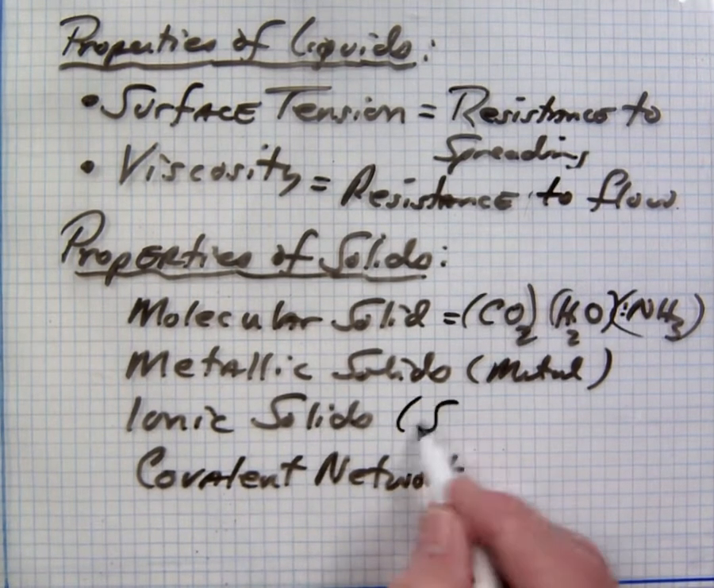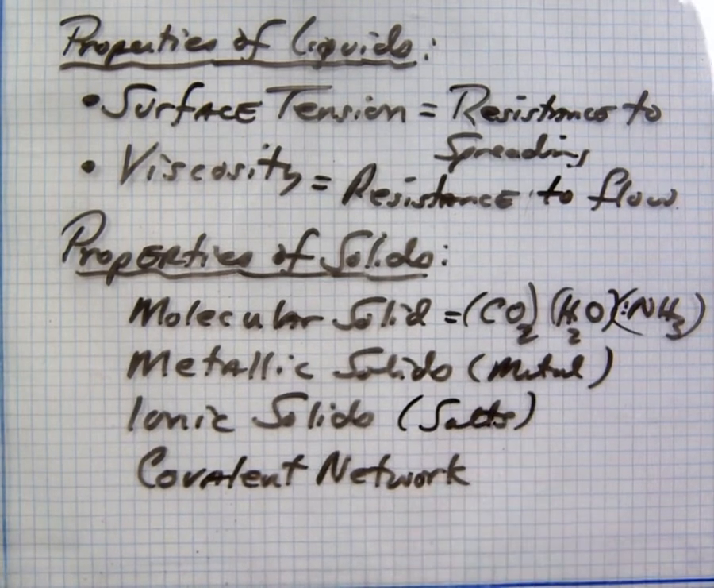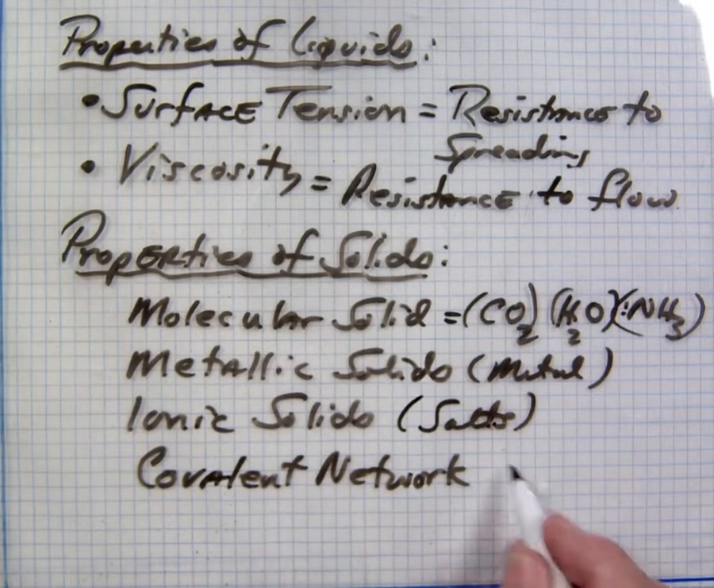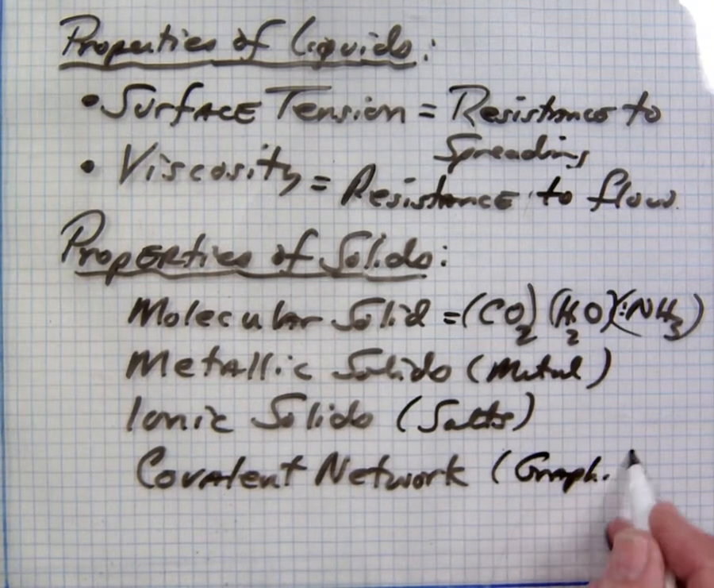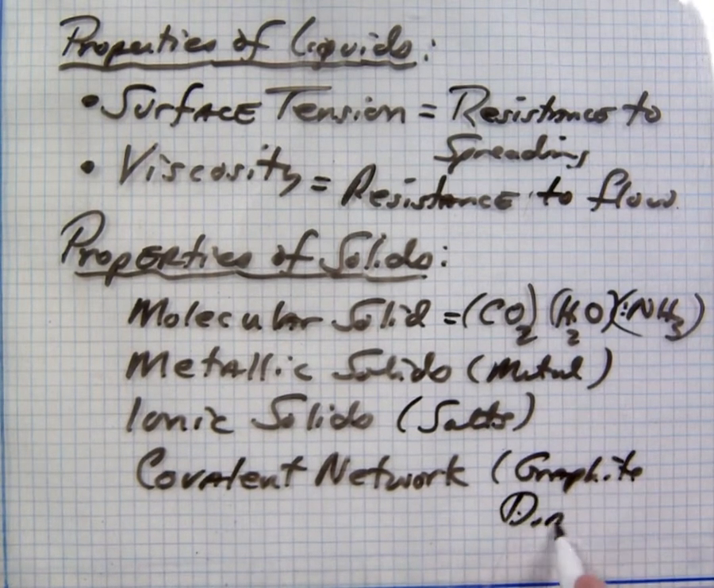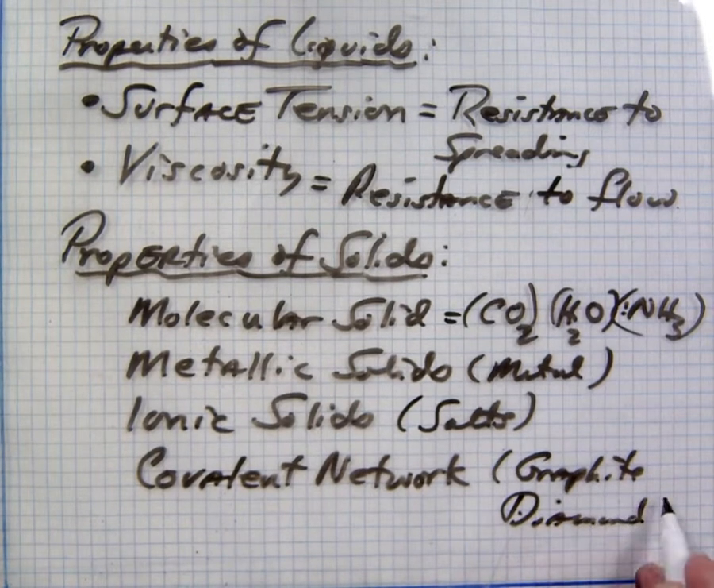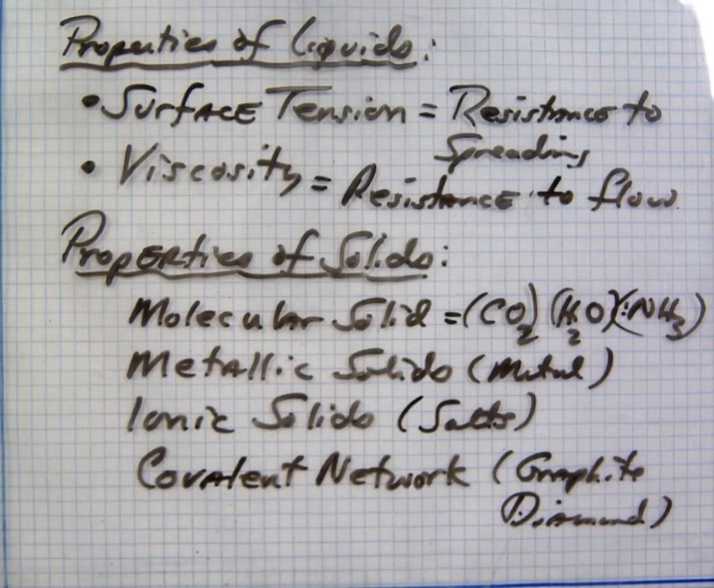Ionic solids are salts, crystalline salts, and covalents are like graphite, diamond, things of that nature are mostly covalent. Diamonds have a tetrahedral geometry. I may have a picture of that versus graphite. Yeah, I do.